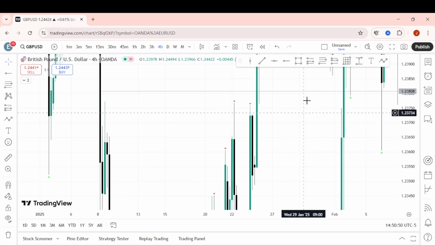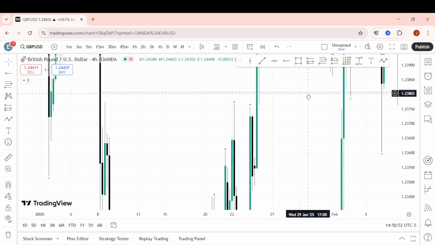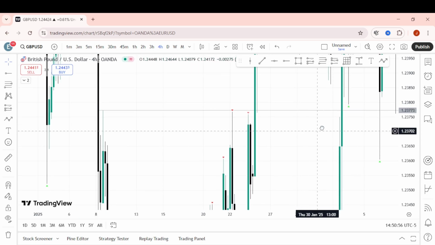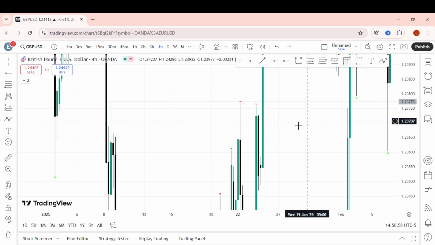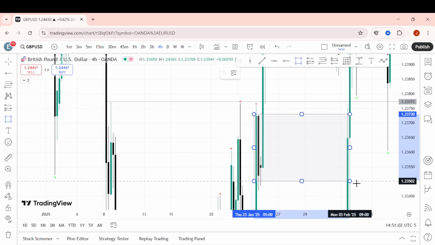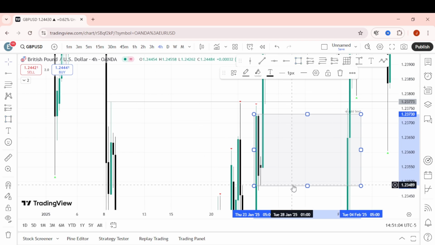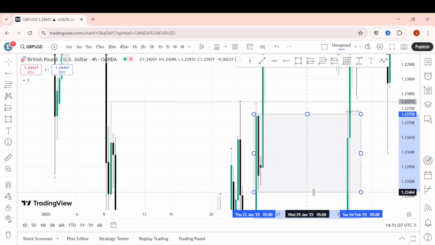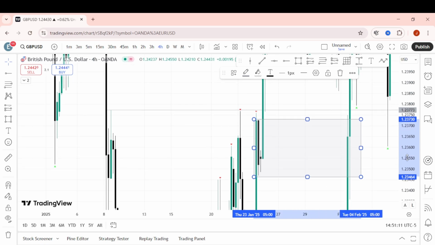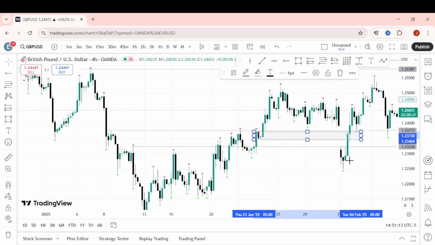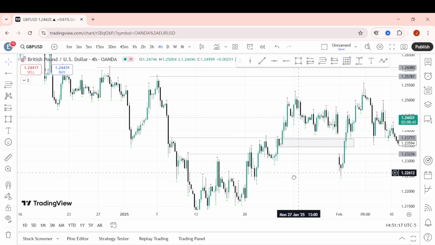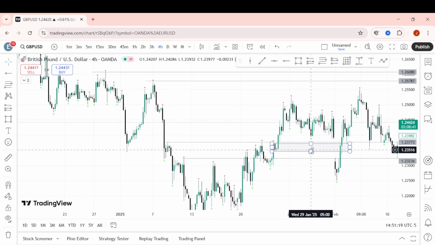So as you can see, this certain order block was responsible for breaking this sell stop. So according to ICT, this order block is supposed to be a strong order block, but as you can see, price broke this order block, meaning it was invalid, so it didn't actually work.